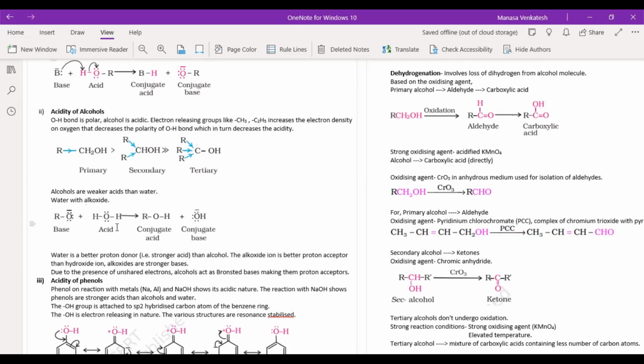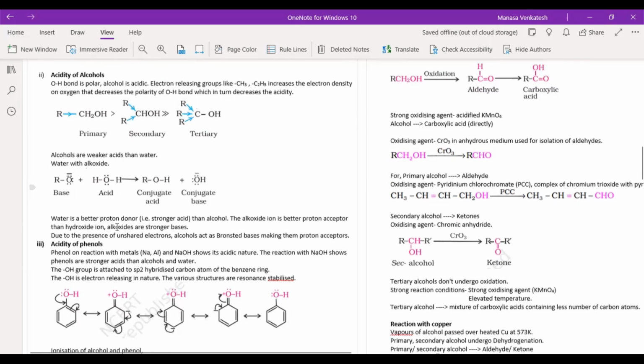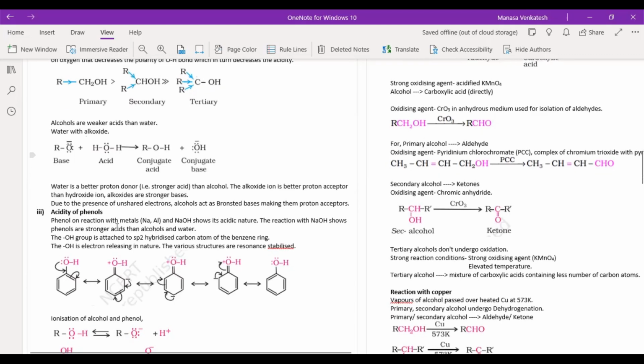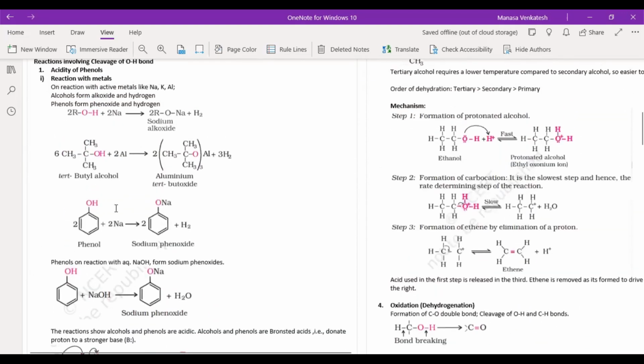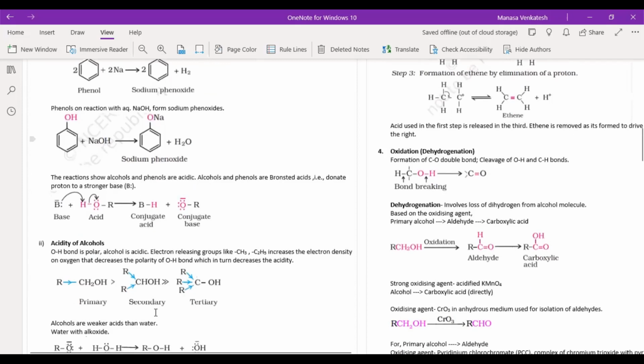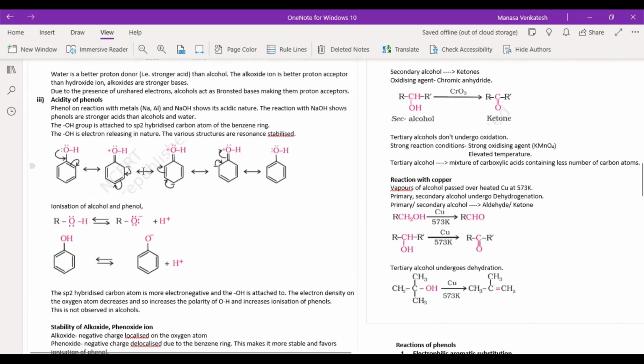Now, the next one is acidity of phenols. So we know that when phenol reacts with metals, it leads to the formation of the phenoxide. And that's what we learned over here. And it can also react with sodium hydroxide to form sodium phenoxide and water. Now, the reason you have the stability coming in for phenols, and the ability for them, even if they lose the hydrogen atom, to be quite stable, is because of the resonance stabilization.